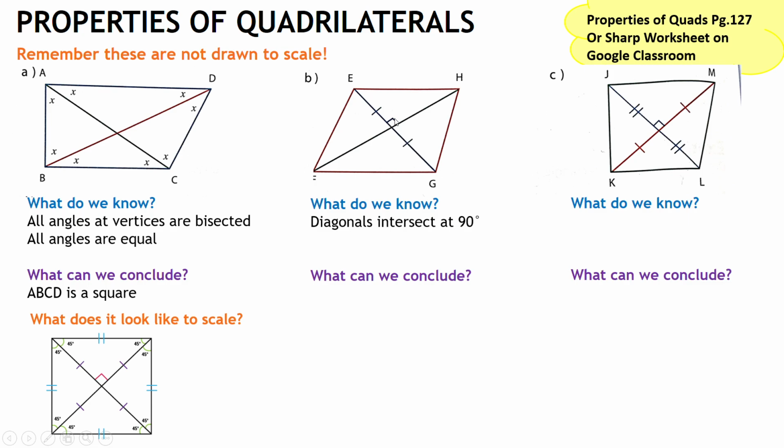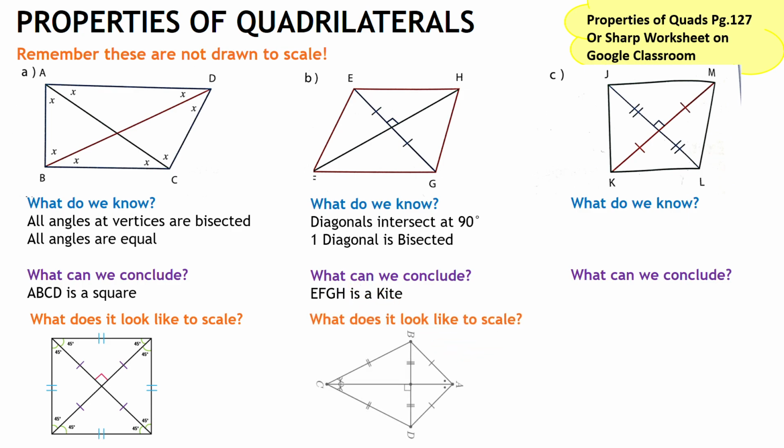So there's your little box. Already, if the diagonals intersect at 90 degrees, there's only really 3 shapes where that happens. It's a rhombus, a square, and a kite. They also tell me that the one diagonal is bisected. So only one of the diagonals is bisected. So what can I conclude about that? Well, it's a kite. How do I know that it's a kite? If I have a look at what it looks like to scale, there's your kite there. There's your one diagonal that's been bisected, and there's your 90-degree intersection.